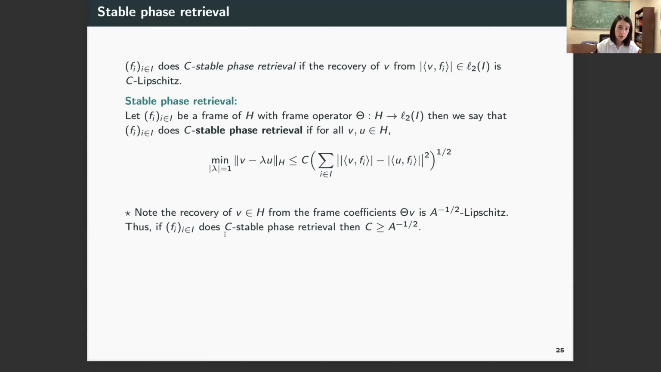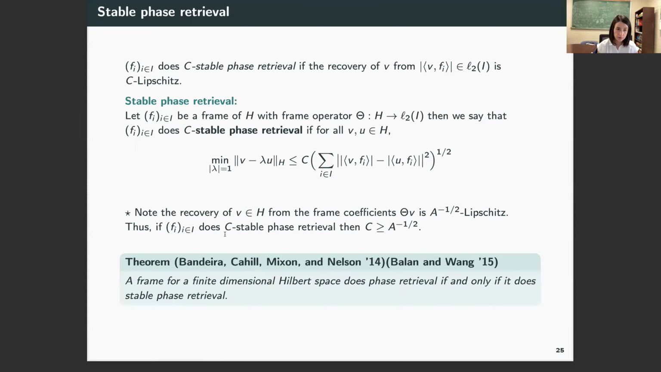And what do we know about stable phase retrieval and phase retrieval? A theorem by Bandeira, Cahill, Mixon and Nelson, and another result by Balan and Wang, says that a frame for a finite dimensional Hilbert space does phase retrieval if and only if it does stable phase retrieval. And this works in finite dimensions. We have this nice if and only if property. So as long as I have C-stable phase retrieval, it does phase retrieval as well, or the other way around.